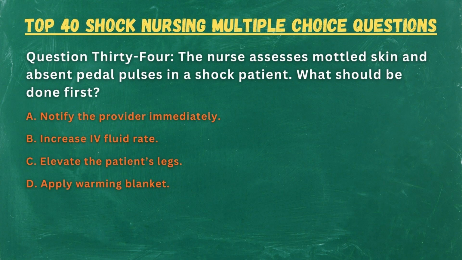Question 34. The nurse assesses mottled skin and absent pedal pulses in a shock patient. What should be done first? A. Notify the provider immediately. B. Increase fluid rate. C. Elevate the patient's legs. D. Apply warming blanket. Answer: A. Notify the provider immediately.